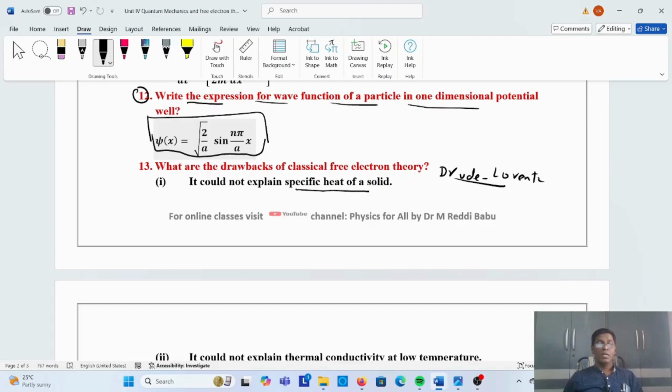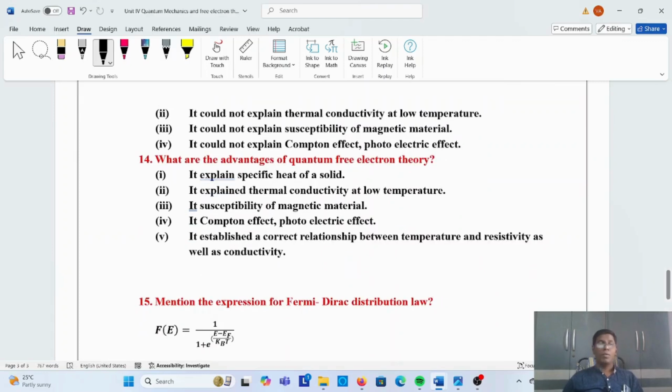These are the two scientists who proposed the classical theory of free electron. In this theory, this is a failure theory. What is the failure of the classical theory? It cannot explain the specific heat of solids. The second drawback is it cannot explain thermal conductivity at very low temperature. Another drawback is it cannot explain the susceptibility of magnetic material. Another failure is this theory cannot explain the Compton effect and photoelectric effect. One more failure: according to the classical theory, electrons are moving like gas molecules. Based on this assumption, classical theory was built up. This assumption is wrong, so we are getting all the failures. These are the failures or drawbacks of classical free electron theory, proposed by Drude and Lorentz.